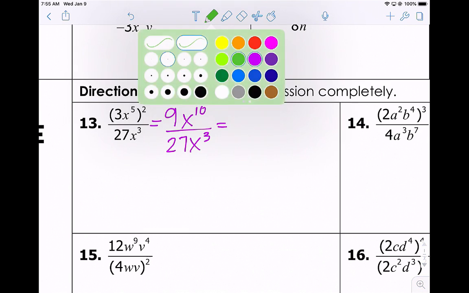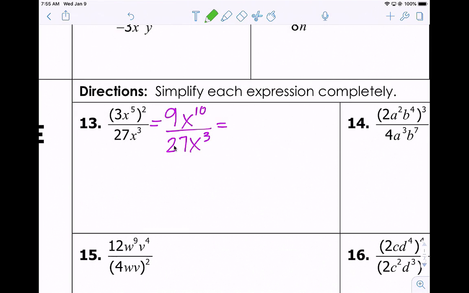Right? So now we do 9 divided by 27. It's very common for students to say that this is 3. It is not. If the denominator is bigger than the numerator, it's going to be a fraction. So 9 divided by 27 is actually 1/3. If you use your calculator, you would see that. So 9 divided by 27 is 1/3.